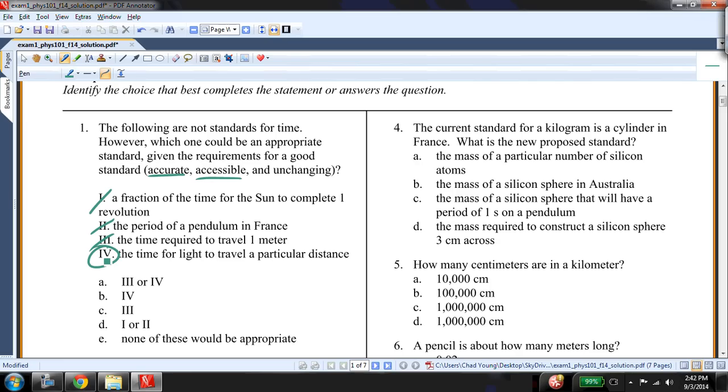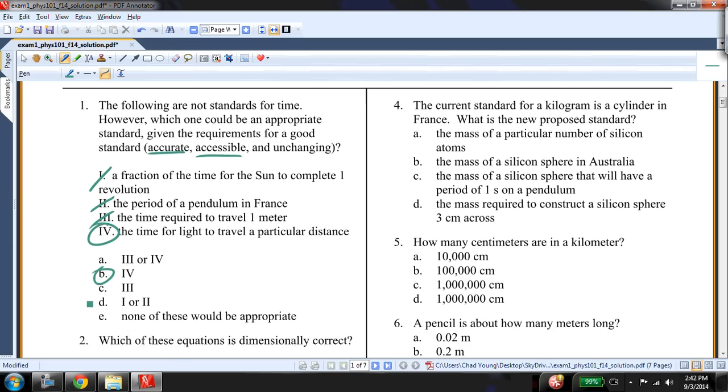And number 4, however, is appropriate because it meets all of these criteria. And in fact, the speed of light on which this is based is the standard used as the standard for the meter. So why not good enough for the second? I don't know. So 4 is the right answer, B.